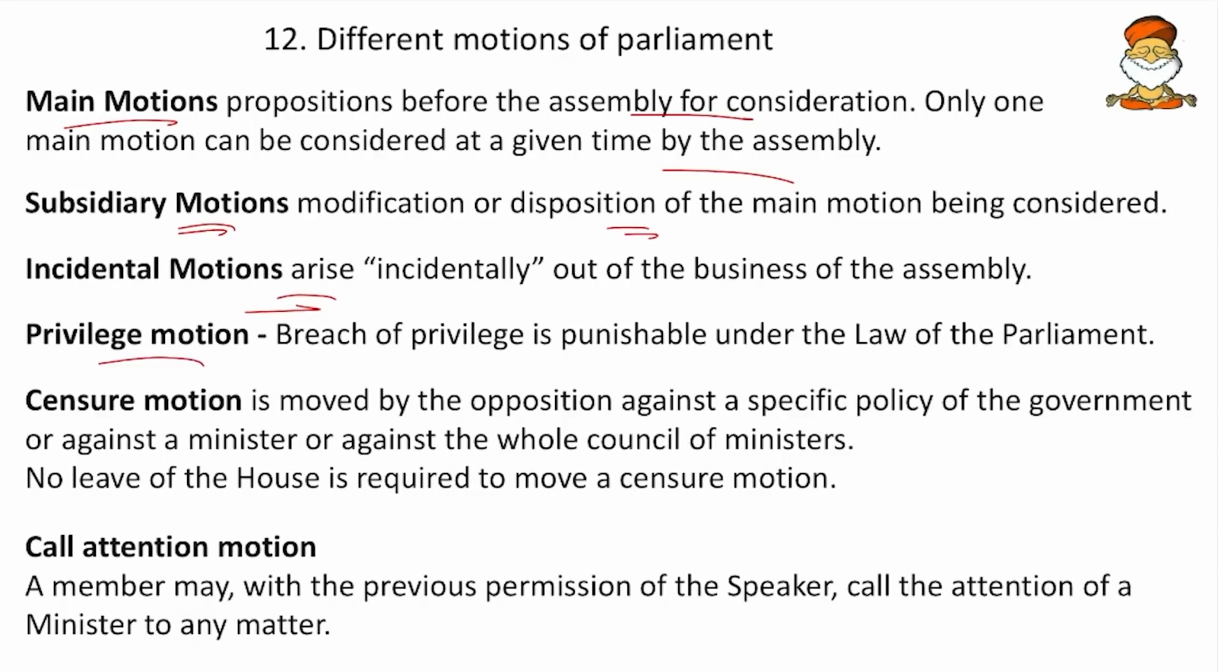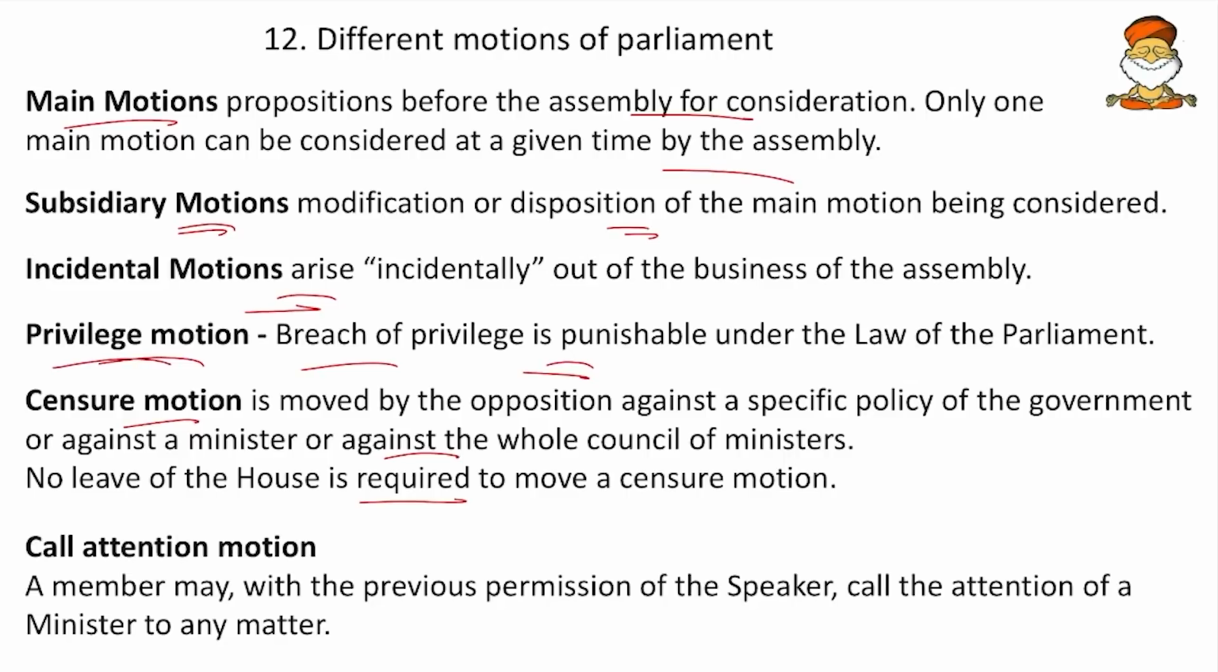Then the privilege motion, that is breach of privileges. For example, when a person has breached the privilege of the parliament, say if a person is speaking derogatorily of the parliament, now a breach of privilege motion can be moved. Then the censure motion. If a person is censuring or humiliating the government, for example, if a minister is speaking lies or giving wrong data, now the censure motion can be called into picture.